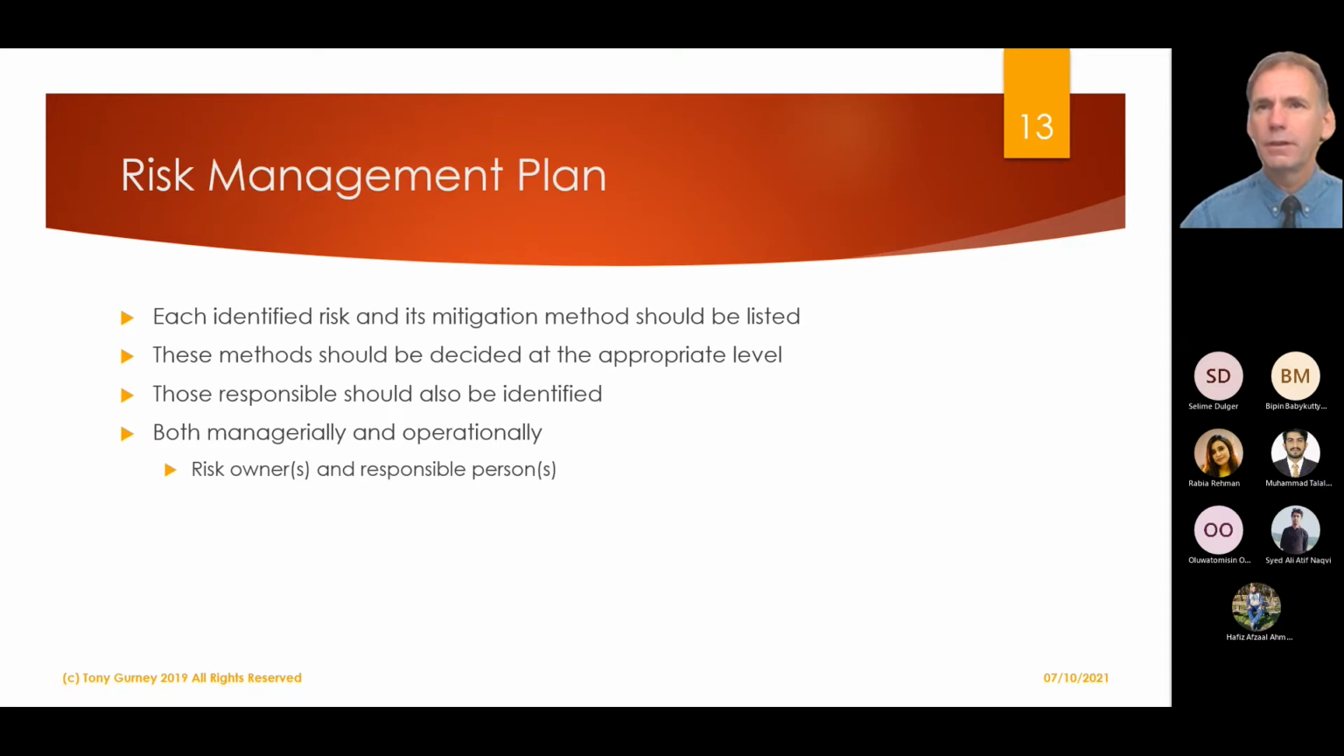There's no point identifying the risk. There's no point figuring out what it is unless you actually write it down somewhere and tell other people about it. So we have what are called risk management plans, sometimes called risk registers. And it's really simple. It's a list of things that we've identified, things that we're doing to stop it, and what could happen.